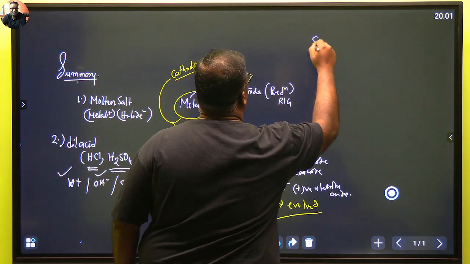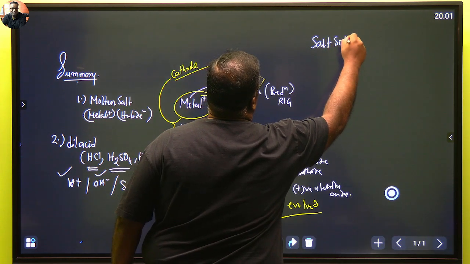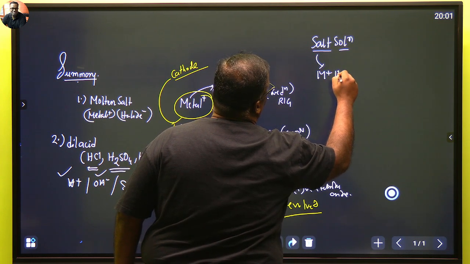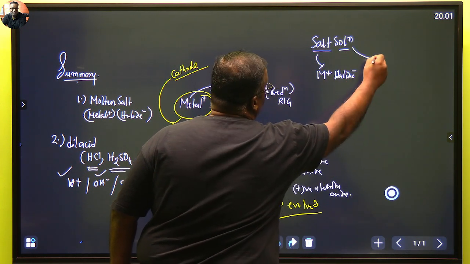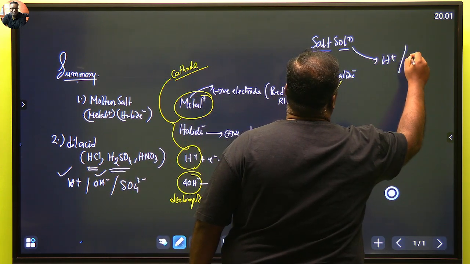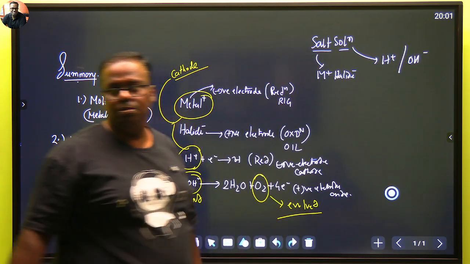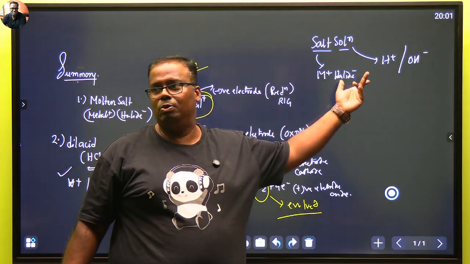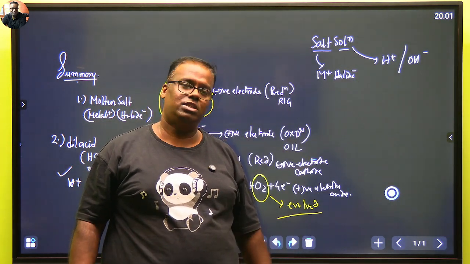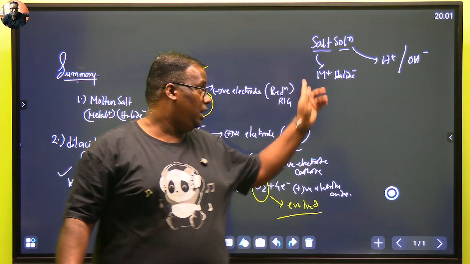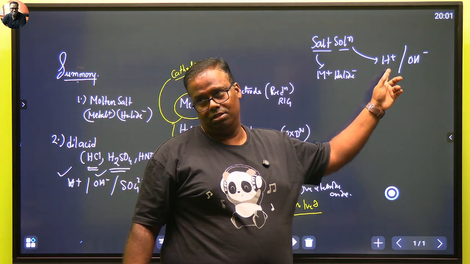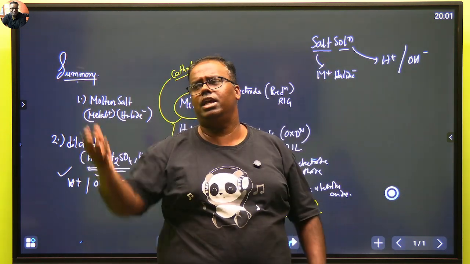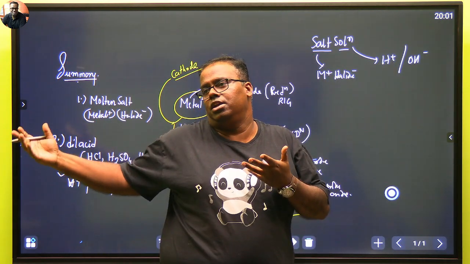Our next episode will talk about salt solution. Salt means I will have a metal plus and I will have a halide minus. Solution means I will have H plus and OH minus. This time it's a joint family fight, with 2 brothers and 2 daughters-in-law. Are you understanding? It's a big fight now. H plus will compete with, so far in the first example it was only M plus, it came out easily. Second example it was only H plus, it came out easily.